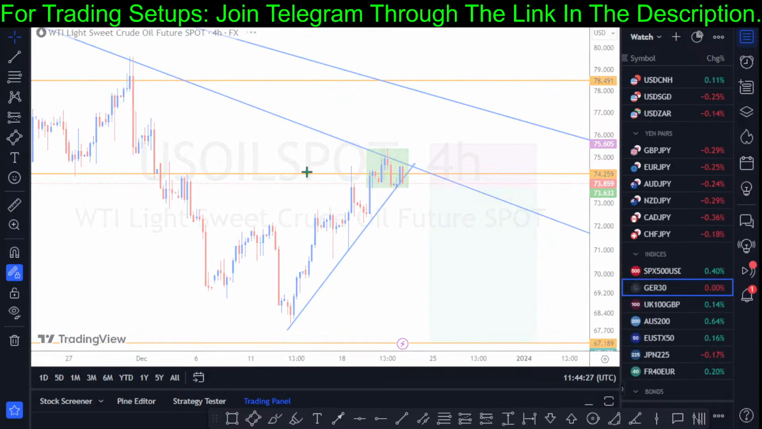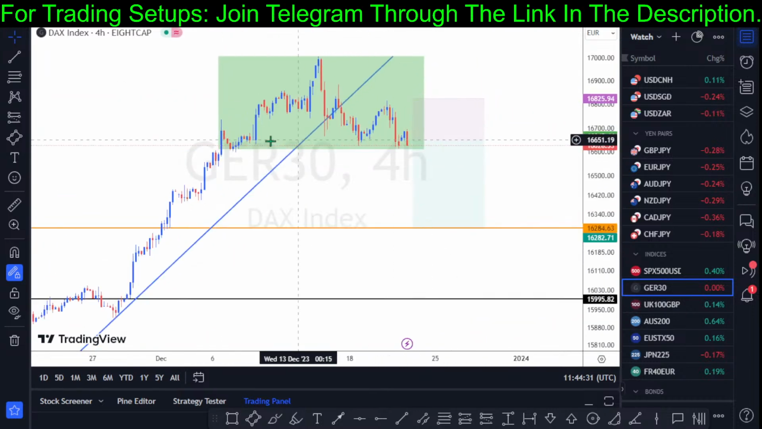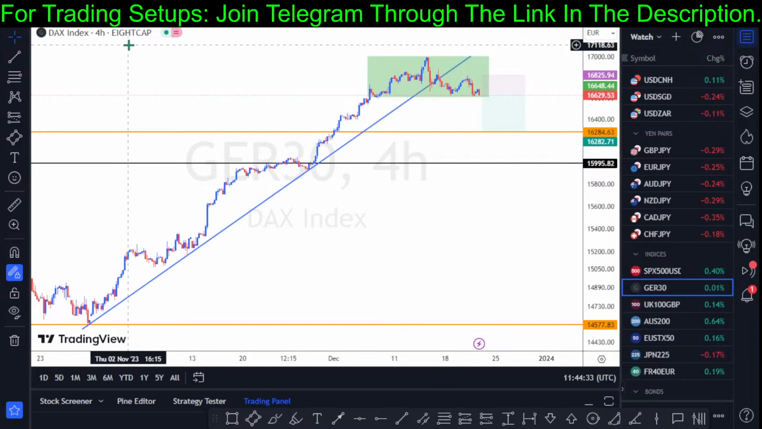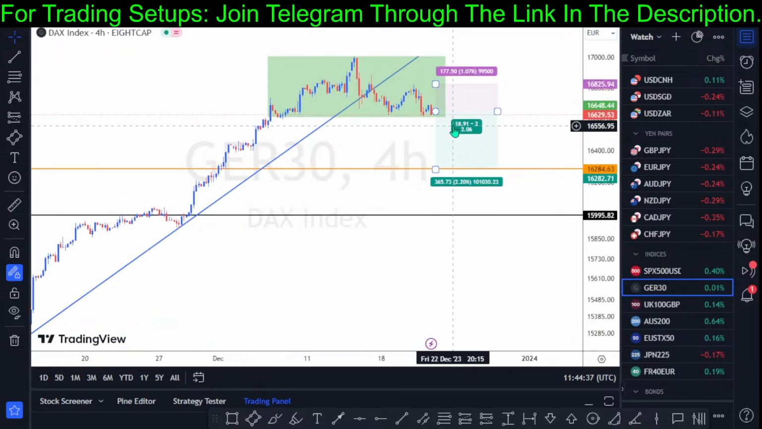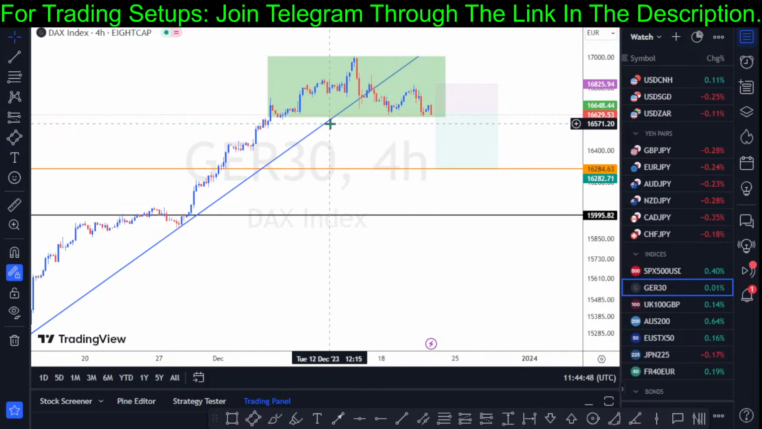German 30. On German 30, the trend is bullish. I don't so much believe in trend lines. It's just to measure the direction of the market trend. Based on what we have here, this is a chart pattern on the 4-hour chart. The bigger the chart pattern, the more reliable and aggressive the breakout becomes, and the time frame also determines the strength or reliability of a chart pattern.